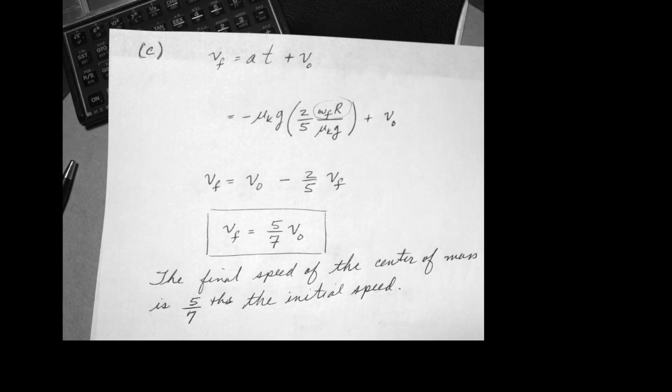All right, so for part C, to find the final velocity in terms of the initial velocity, we can start with another kinematics equation, plug in that moment in time, the acceleration that we knew, and a little bit of algebra. Very quickly, we're at the final speed of the center of mass is 5/7 the initial speed. All right, now for part D.